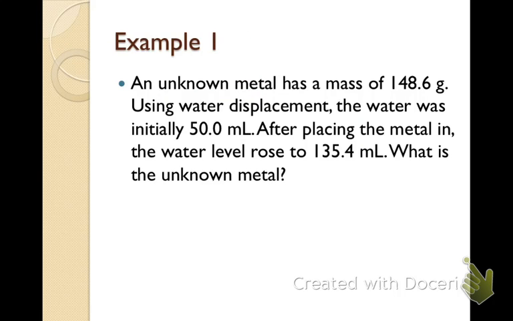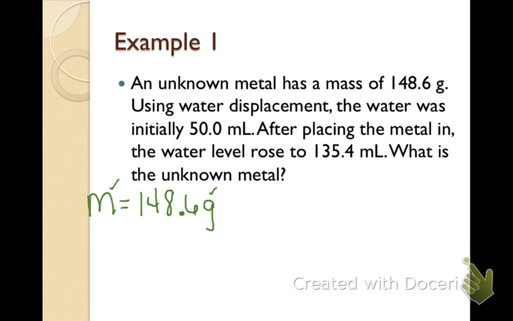Let's do some examples. Example 1: an unknown metal has a mass of 148.6 grams. Using water displacement, the water was initially 50 milliliters. After placing the metal in, the water level rose to 135.4 milliliters. What is the unknown metal? We want to make sure that we write down what each of the knowns are. So I have the mass is equal to 148.6 grams. And mass and grams checks out, so that's good.